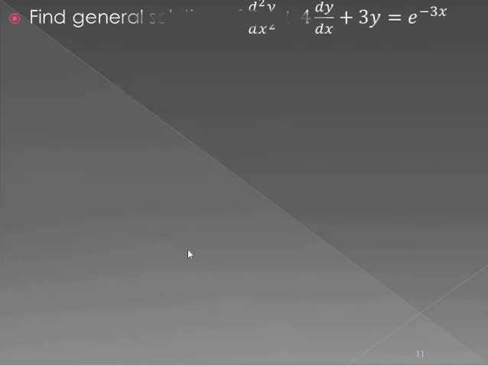Now the next problem is: find the general solution of d2y by dx2 plus 4 times dy by dx plus 3y is equal to e raised to minus 3x. This is also of the type f of x equal to e raised to ax. So here also we use the shortcut method.